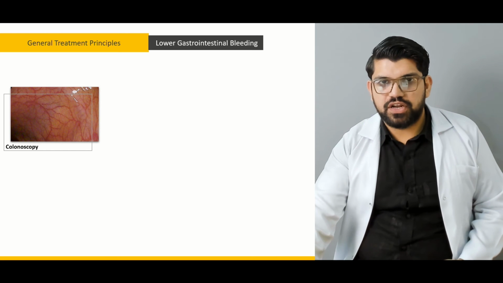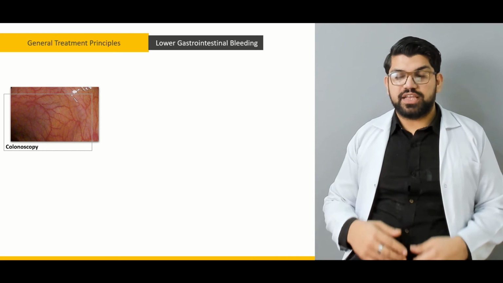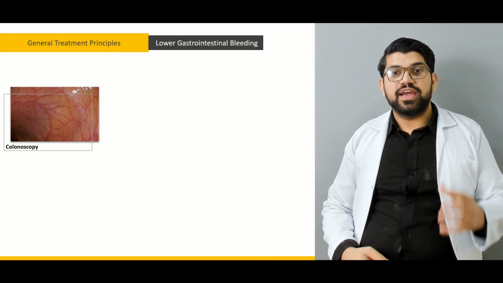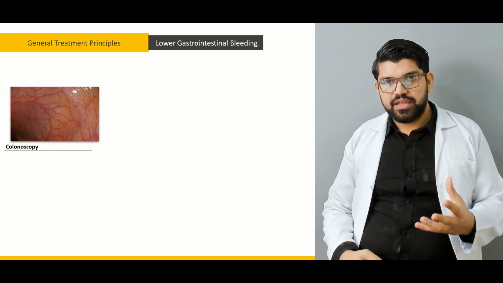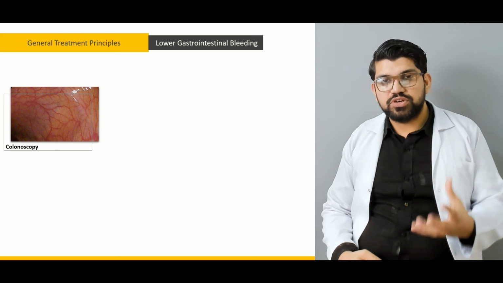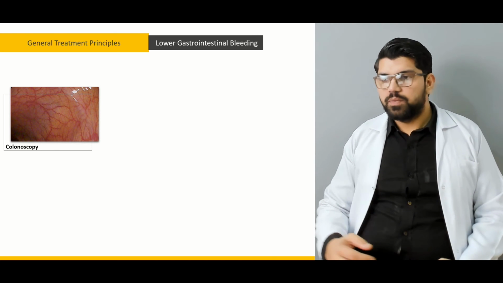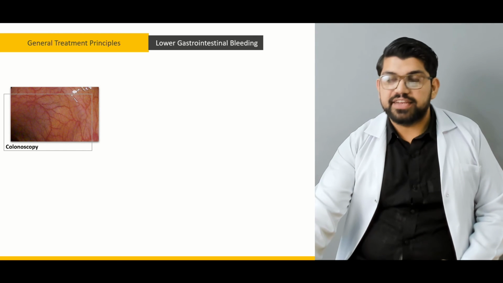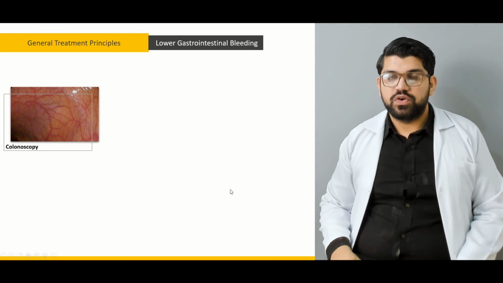Colonoscopy is direct visualization of the lower gastrointestinal tract. So it is directly therapeutic, high yield, and extremely important and useful in patients with lower GI bleed. It is considered the intervention of choice.